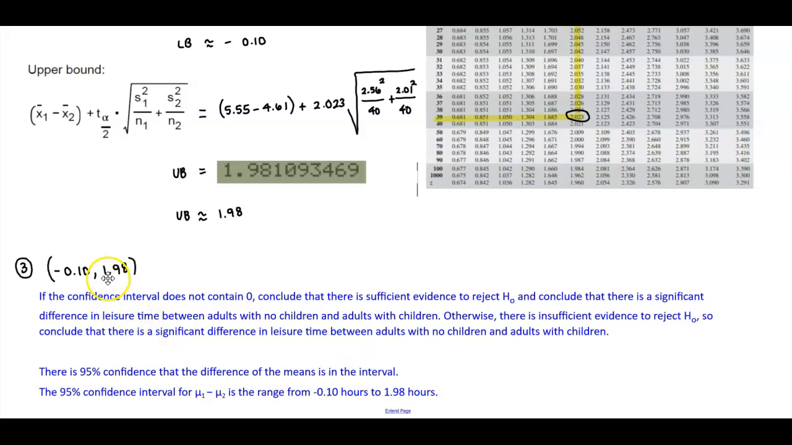Now, since 0 is there, we can say that there is 95% confidence that the difference of the means is in the interval. So the 95% confidence interval for population 1 mean minus population 2 mean is the range from negative 0.10 hours to 1.98 hours.